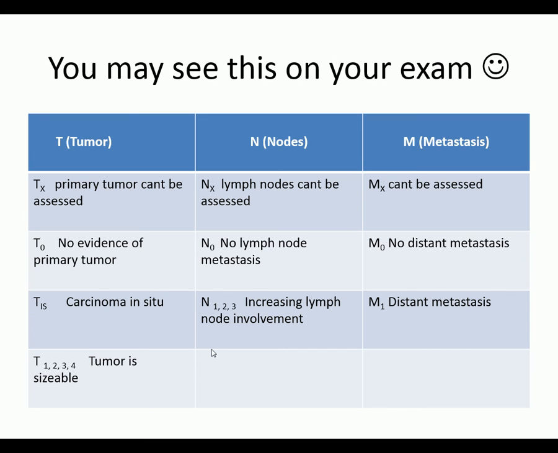So just kind of a general easy way to remember this is if it has an X next to it, it means it cannot be assessed. If it has a 0, it means there is no evidence. And if it has 1 through 4, then that means that there is going to be some involvement.